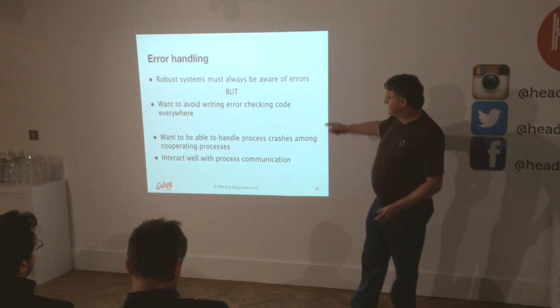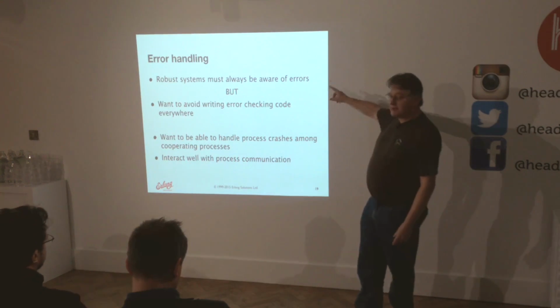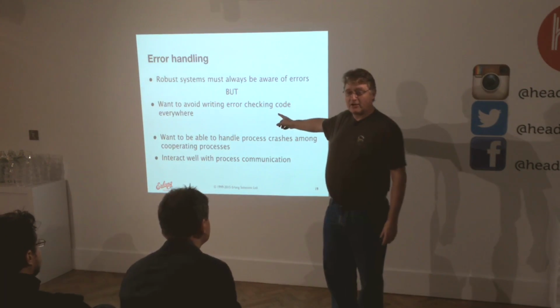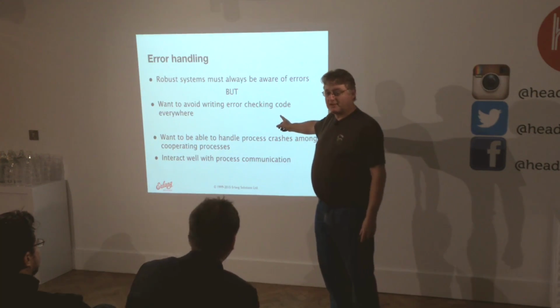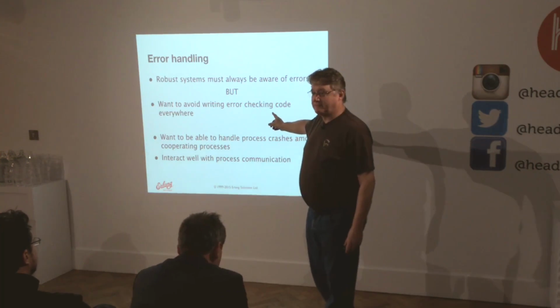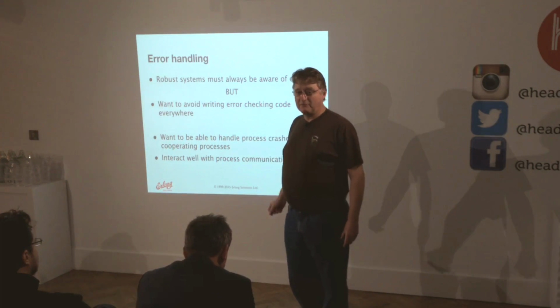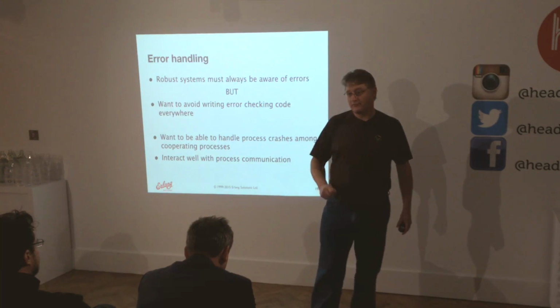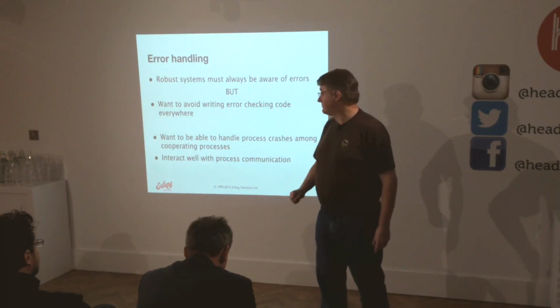So robust systems must always be aware of errors. But we want to avoid writing error-checking code everywhere. If you've ever done that, it's a real pain, right? You have to check for errors everywhere. If you miss it or get it wrong somewhere, you can be absolutely certain that's going to kill your system, however it is. We don't want to do that.